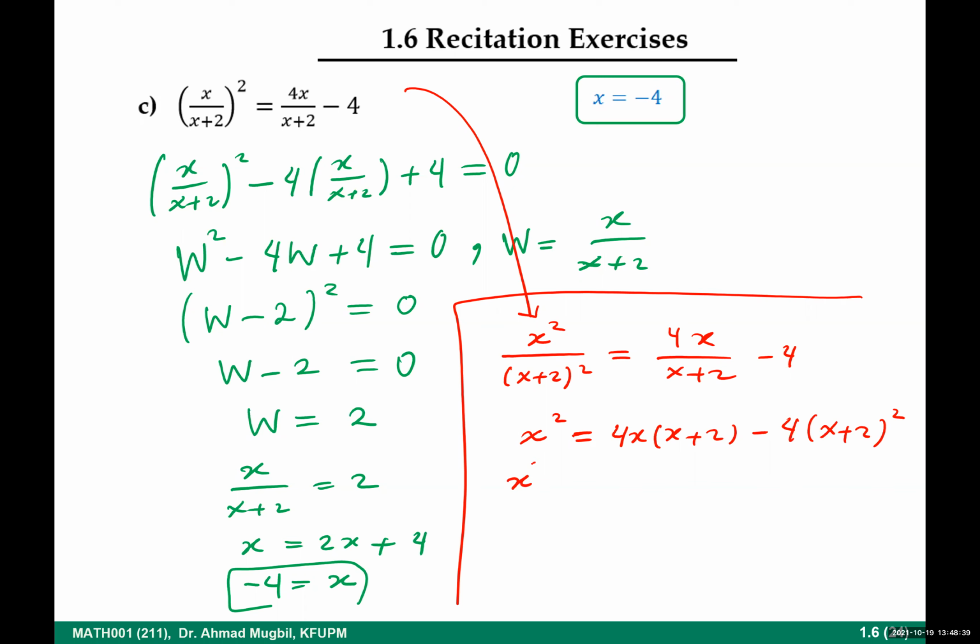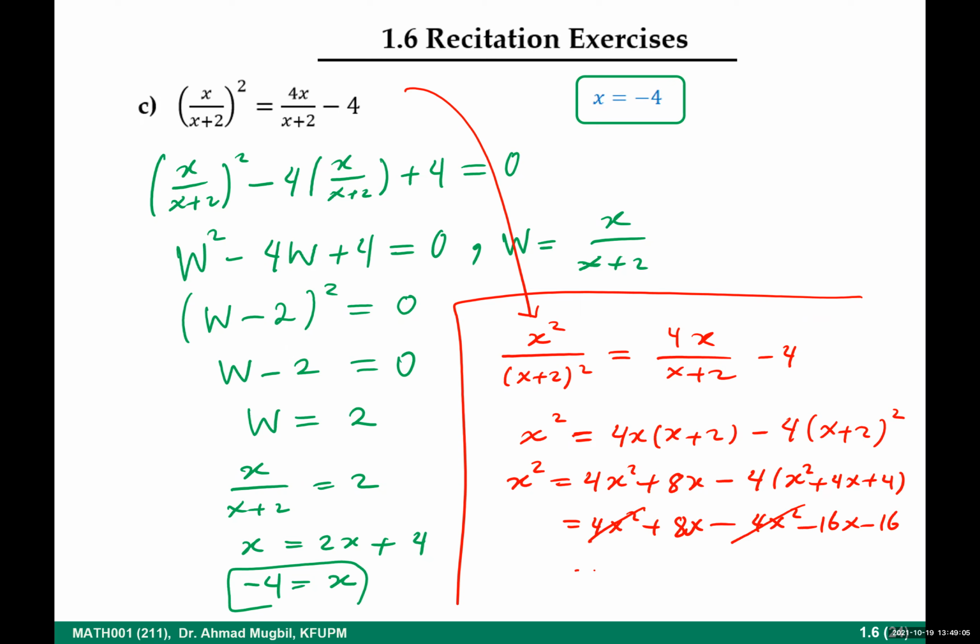Now, what you can do here is expand. Be careful when you expand. 8x, here it will be minus. Let's expand and distribute at the same time. Don't do that if you are not sure. So here we are, and you can continue. It's not difficult. 4x squared plus 8x minus 4x squared minus 16x minus 16. So these will be cancelled. And what you will get here?